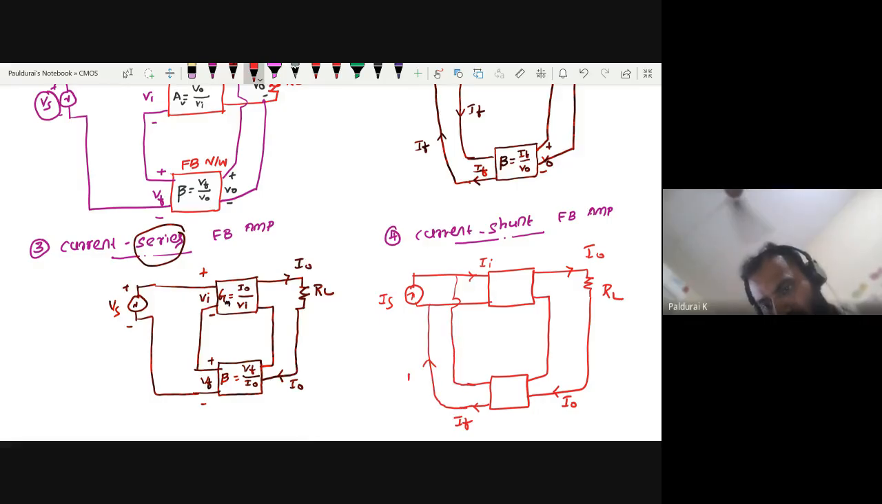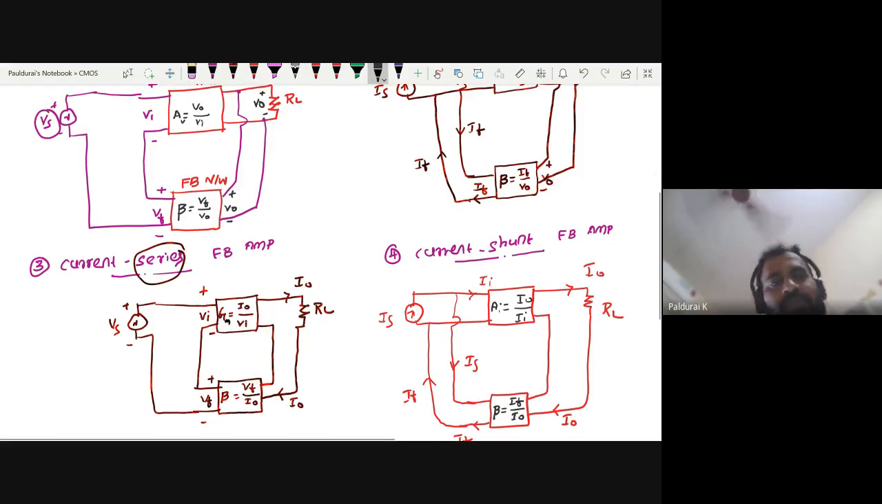This is my IF in this direction, IS. So here this quantity, this output is current, input also current. So this you may call it as A sub I, beta. Output current, input also current. Okay. So any doubt in sketching these four basic topologies?